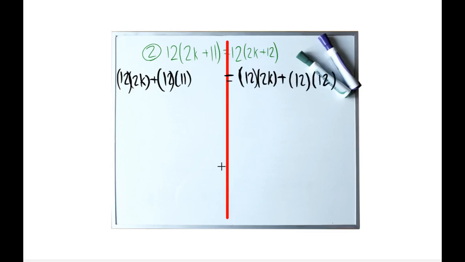Cool. Okay, so that means we have 12 times 2k, that's 24k, plus 132 is equal to 24k plus 144. Hold up, something's wrong. This is never true. We never have 24k plus 132 is equal to 24k, the same thing, plus 144. That's no solution off the bat.